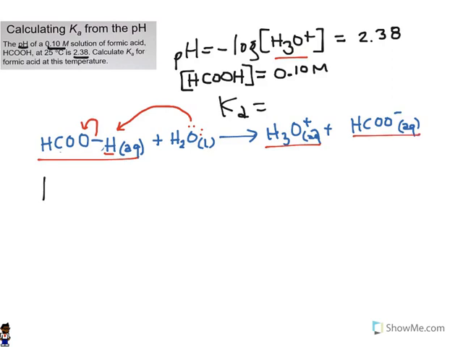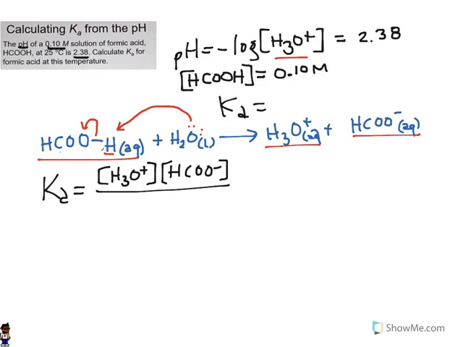So our expression for Ka is going to be products over reactants. So the concentration of the hydrogen ion or hydronium times the concentration of the formate ion divided by the concentration of formic acid.